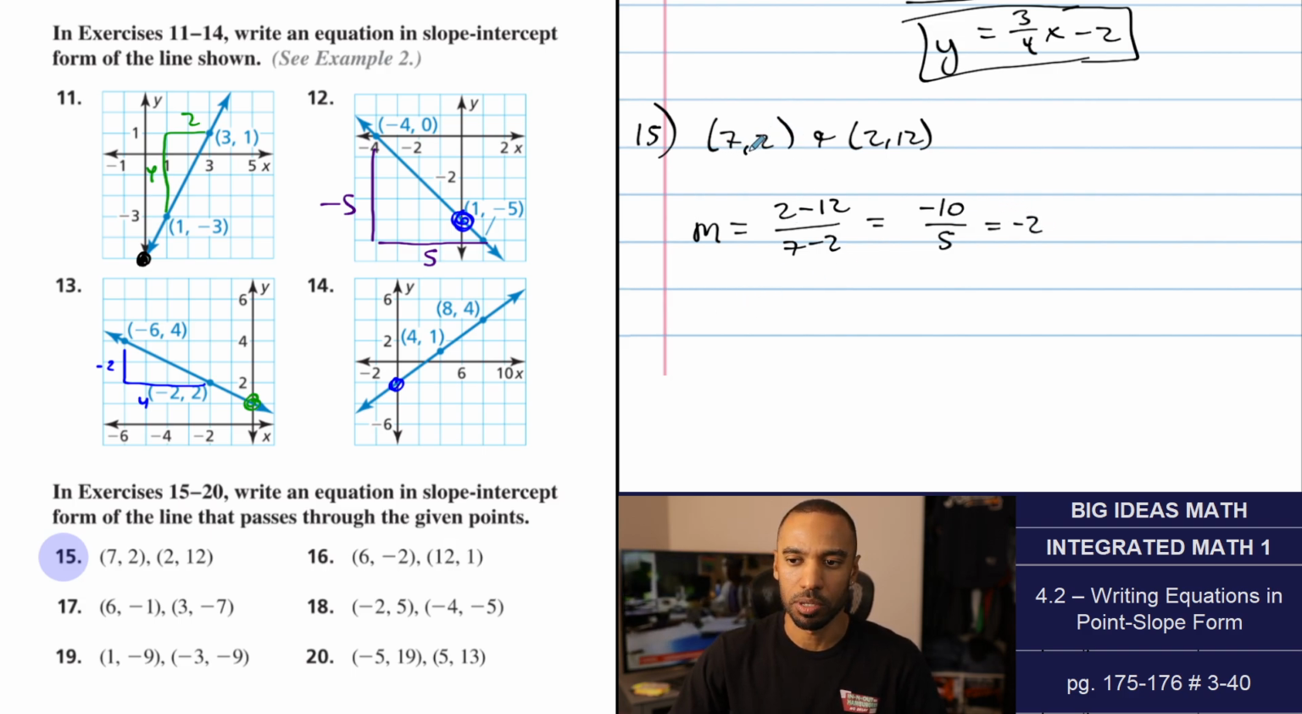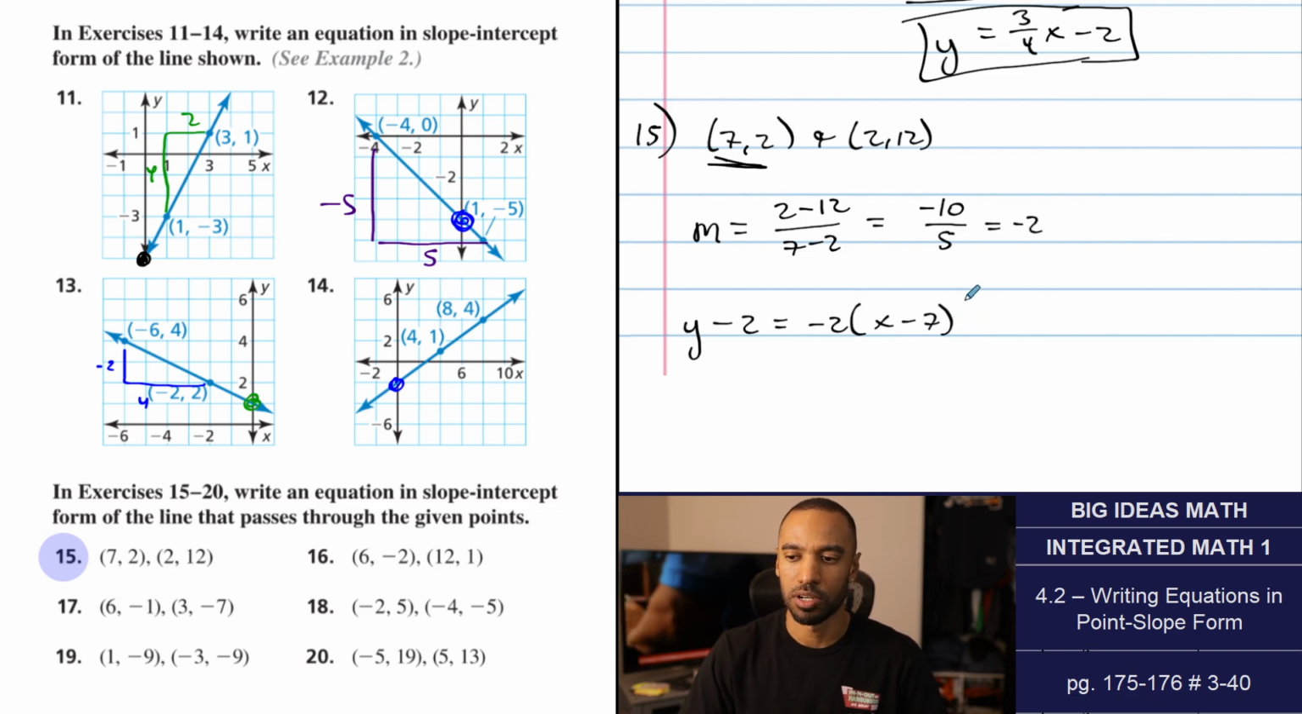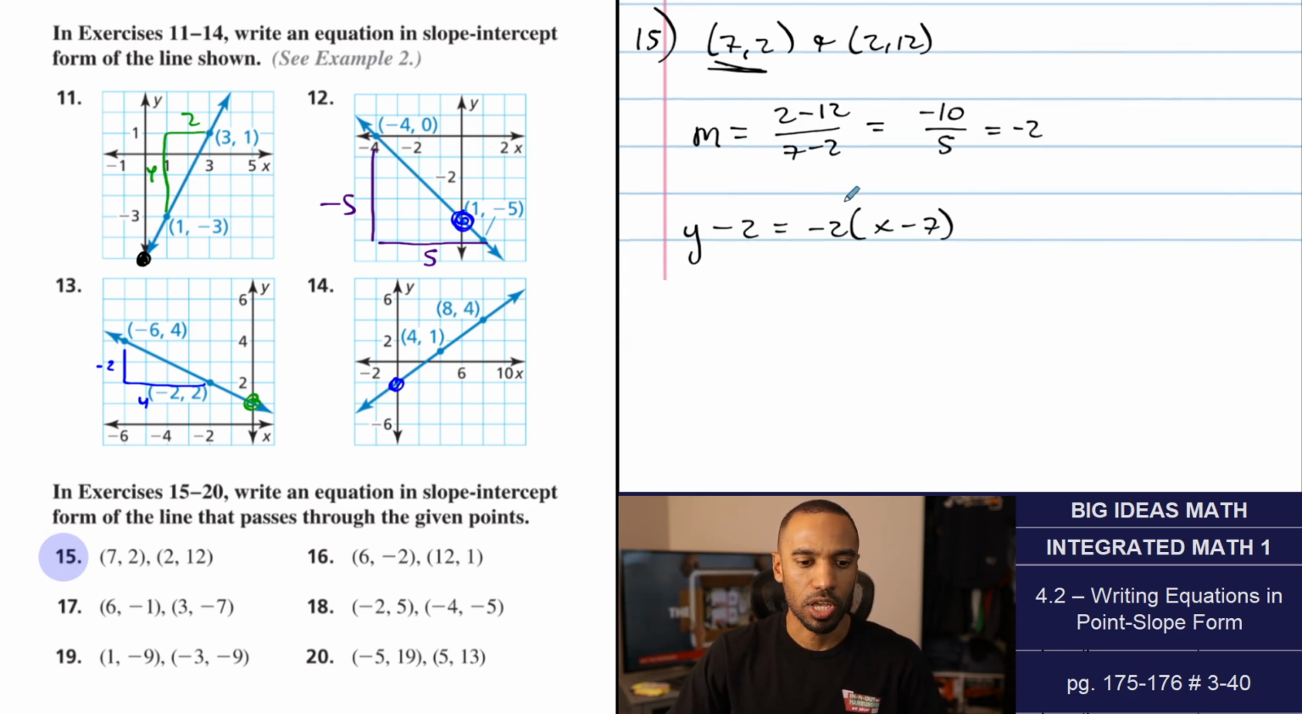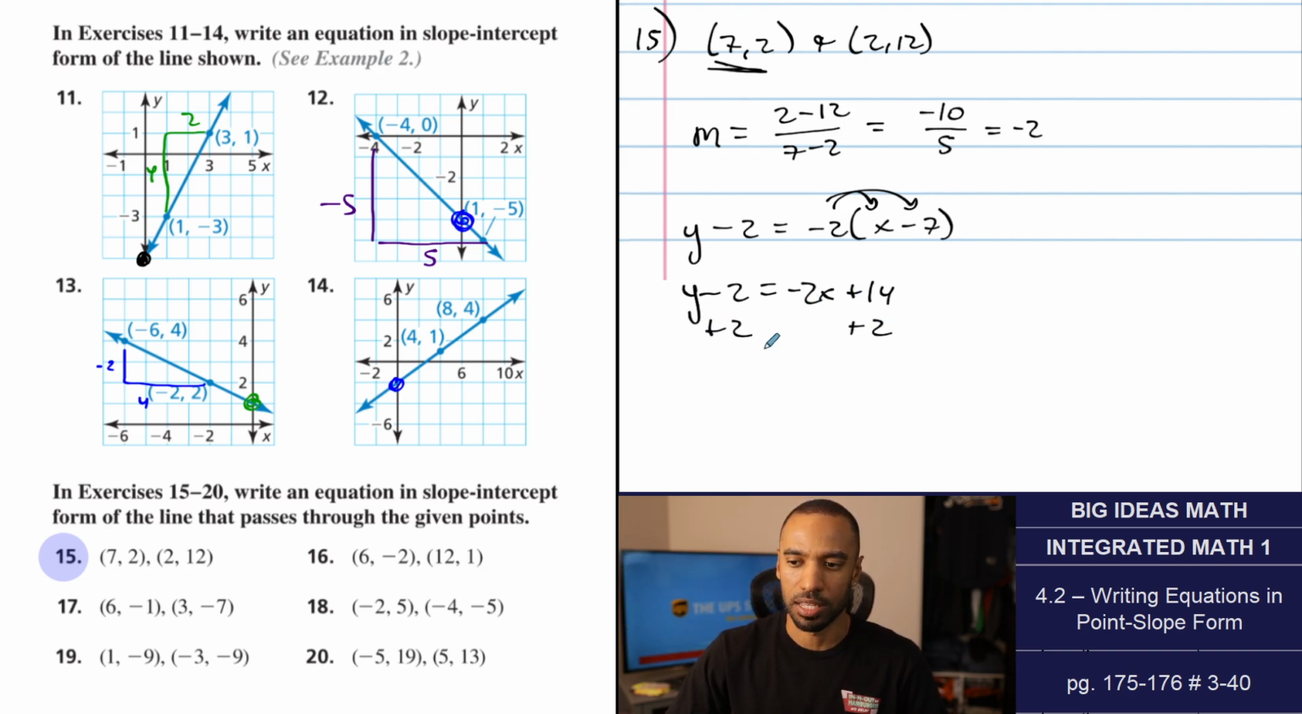So I'm going to choose two points. I'm going to choose these ones right here. Let's do y minus 2 equals m times x minus x1, there, 7. And they just said write it in slope-intercept form. So I'm going to distribute -2 to both sides. And then I'm going to add 2 to both sides like this.